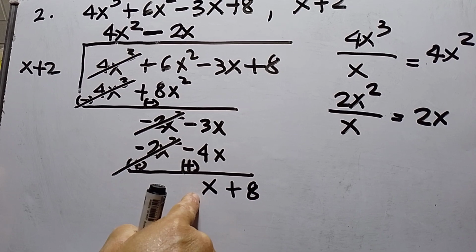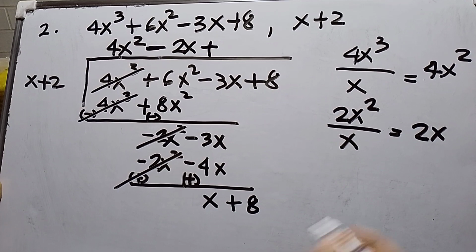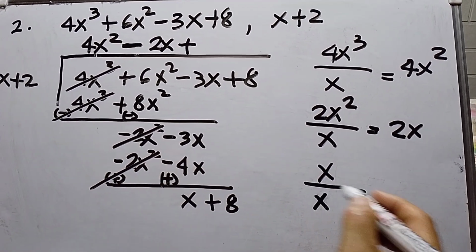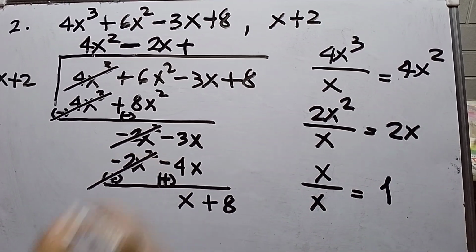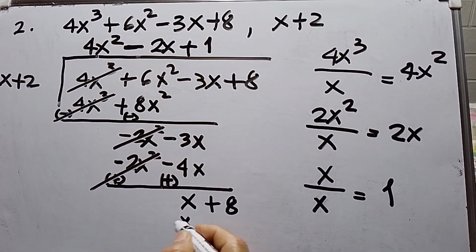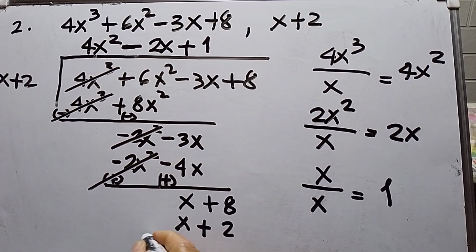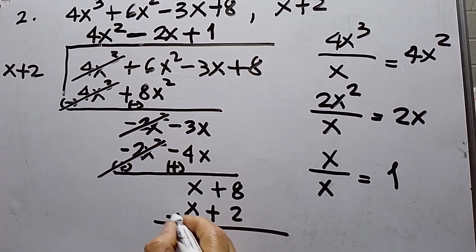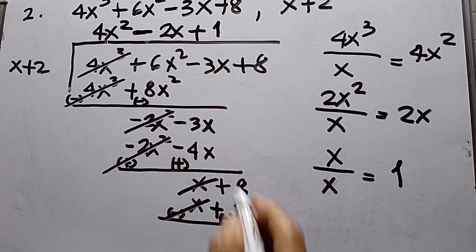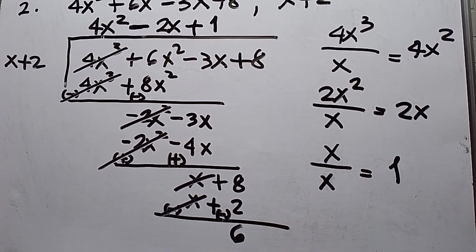Since the first term of the new dividend is positive, this will also be positive, or plus. So again, the first term of the new dividend divided by the first term of the divisor. The same, that will be equal to 1. So this is 1. Then multiply by the divisor. 1 times x will be x. Then plus 1 times 2 is 2. Again, we need to change the sign of the product. So x minus x crosses out. So I have positive 8 minus 2, so this will be positive 6.